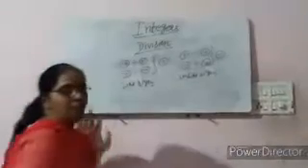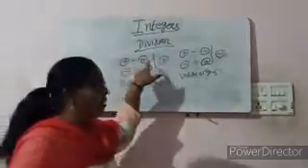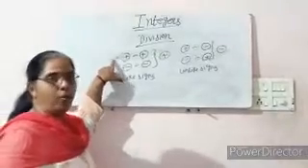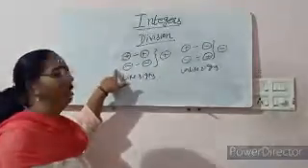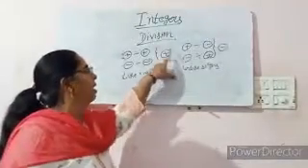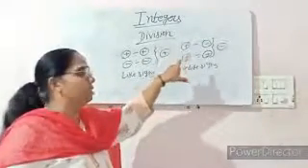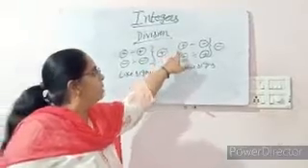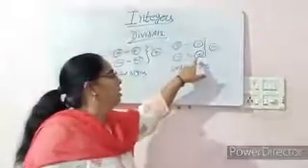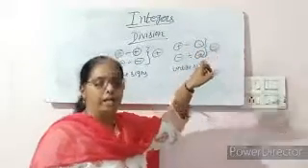As in multiplication, in the same manner for division also, if you divide both positive integers or both negative integers, the result will be a positive integer. And if you divide unlike sign integers, a positive integer by a negative integer or a negative integer by a positive integer, the result will be negative.